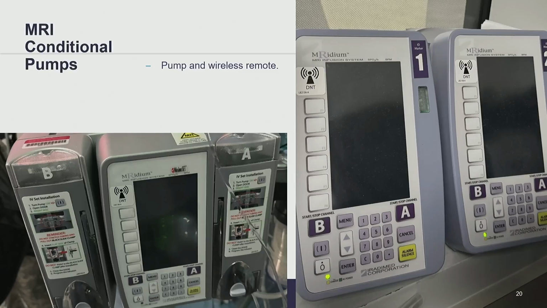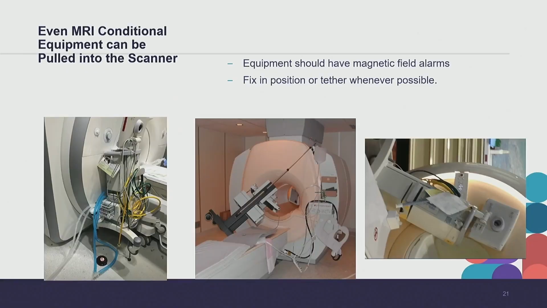And then these are MRI compatible pumps or conditional pumps. Once again, these are radio controlled, so you can have the pump in the scan room with the patient and then a remote outside in the control room so that you can change the infusion rate, that sort of thing. So even MRI conditional equipment can be pulled into the scanner. Just a couple of things that are supposedly MRI conditional but got too close to the scanner and got sucked in.